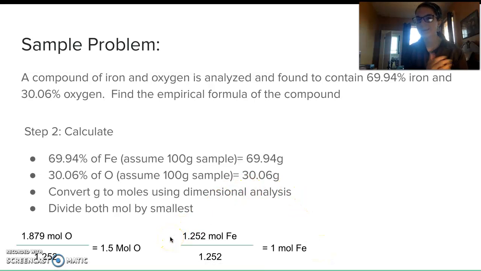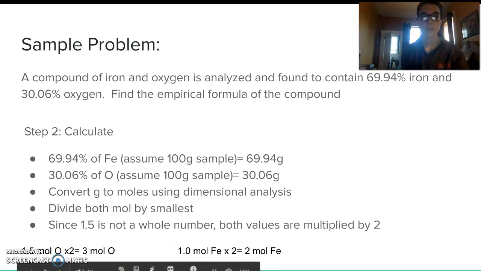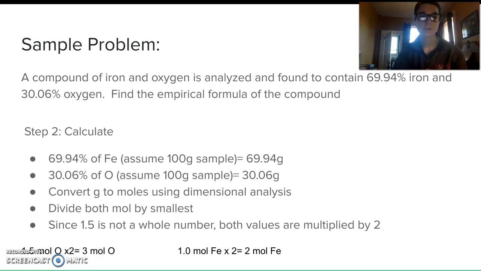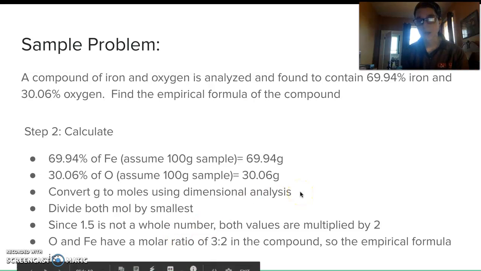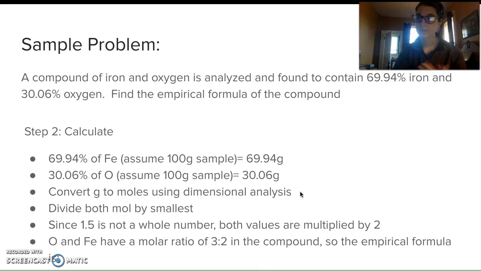It is not 1.9, we can't round up to 2. What are we going to do? We're going to multiply both of these by 2 to get rid of that weird 0.5 decimal. So 1.5 times 2 is equal to 3, and 1 times 2 is 2 for iron. So oxygen and iron have a molar ratio of 3 to 2 in the compound, so the empirical formula is going to be Fe2O3.